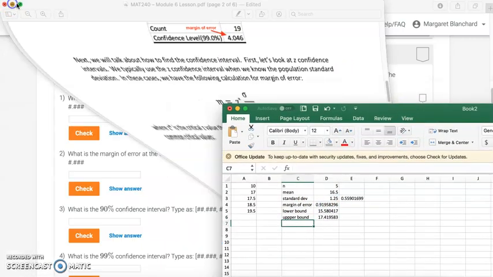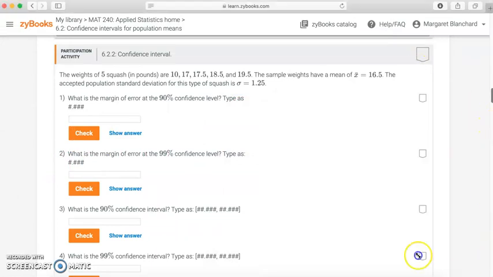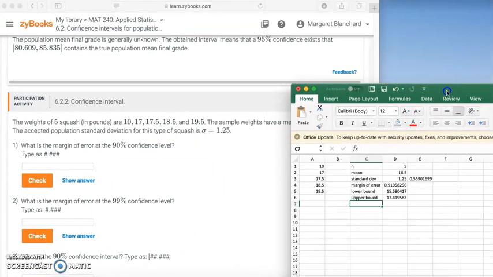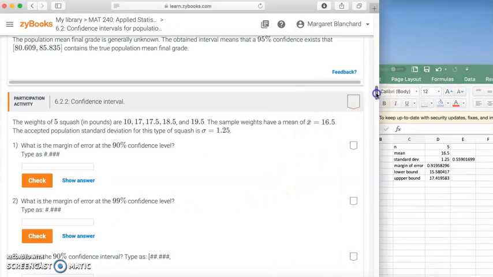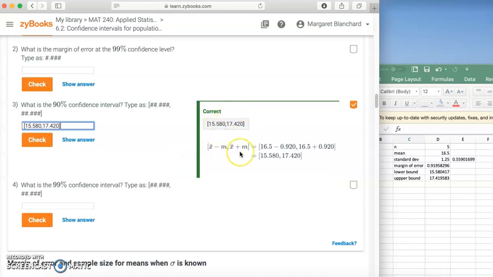Let's go back and check in Zybooks. So that was the third one right here, the 90%. So we need to use 3 decimal points. So we're going to do 15.580, comma, 17.420, because that 5 rounds that 9 up, which rounds that up. Check answer. That's correct.